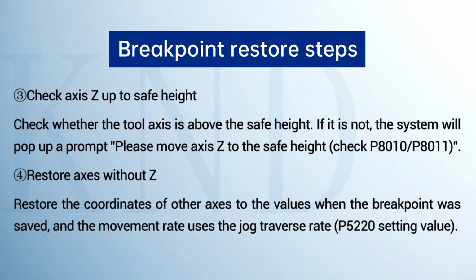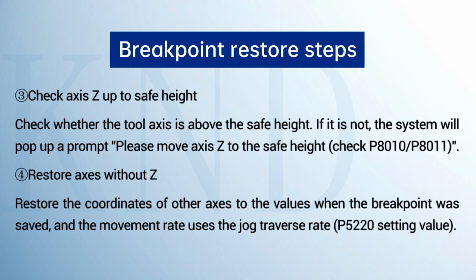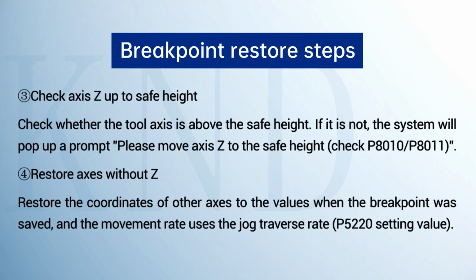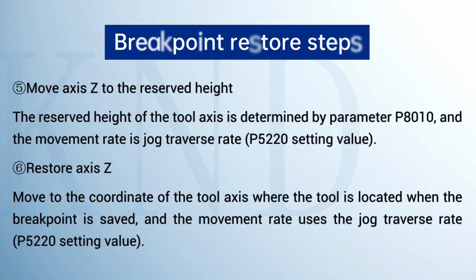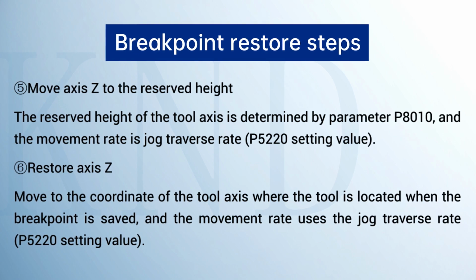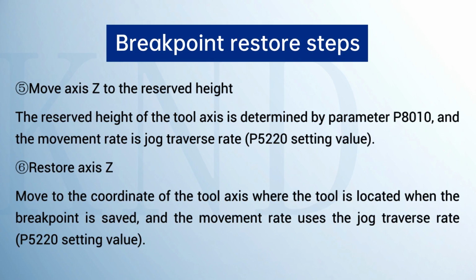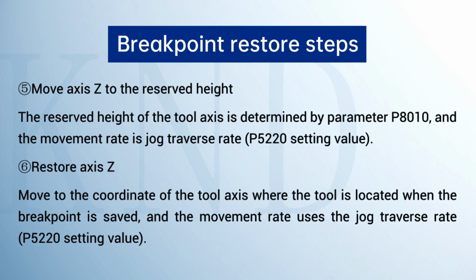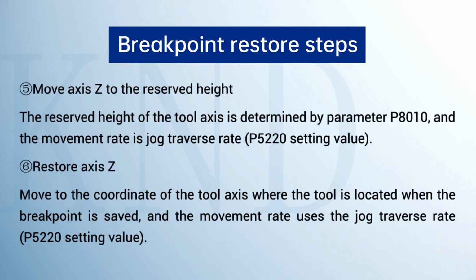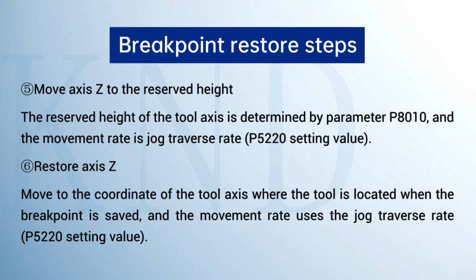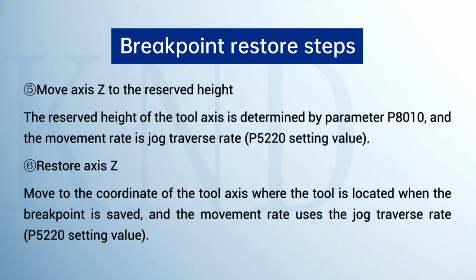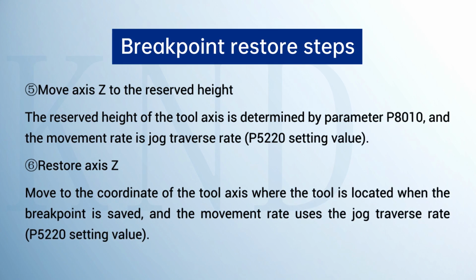4. Restore axis without Z. Restore the coordinates of other axes to the values when the breakpoint was saved, and the movement rate uses the jog traverse rate. 5. Move axis Z to the reserved height. The reserved height of the tool axis is determined by parameter P8010, and the movement rate is jog traverse rate. 6. Restore axis Z. Move to the coordinate of the tool axis where the tool is located when the breakpoint is saved, and the movement rate uses the jog traverse rate.